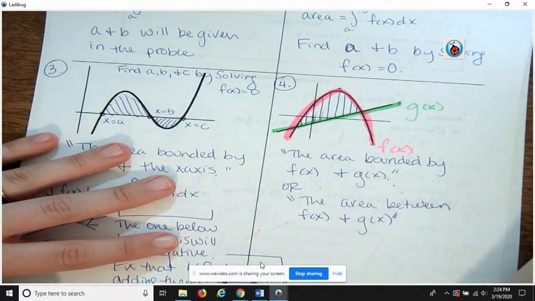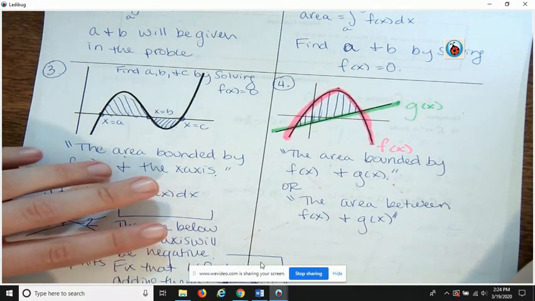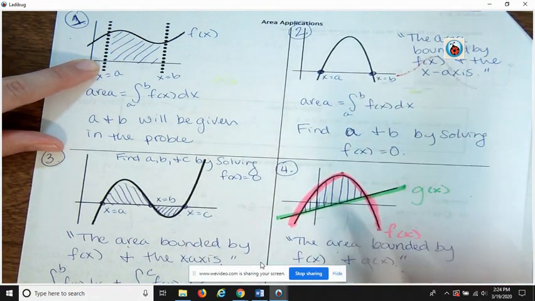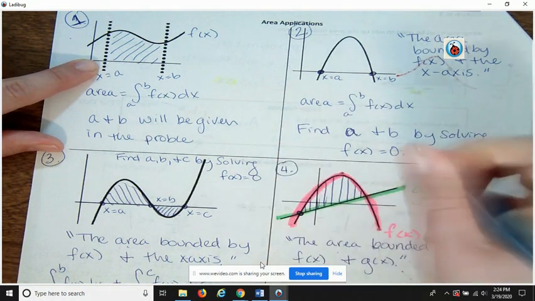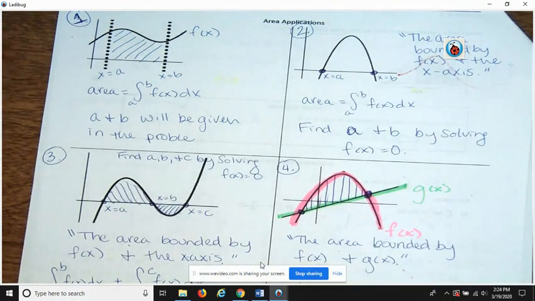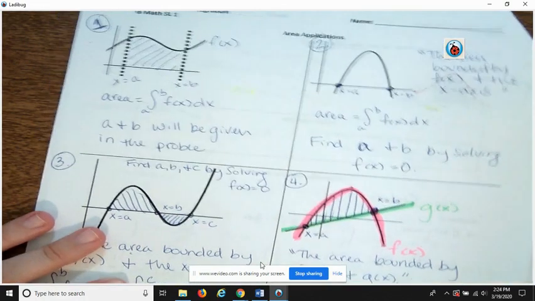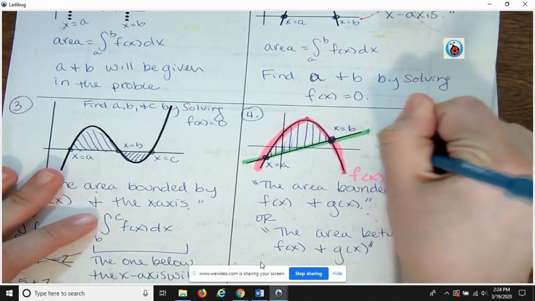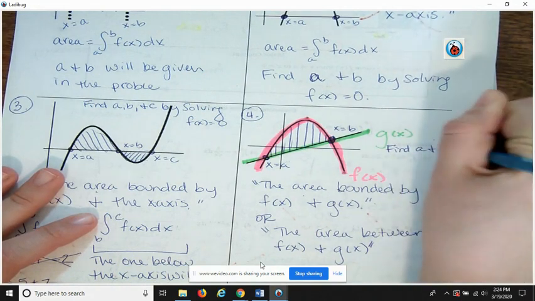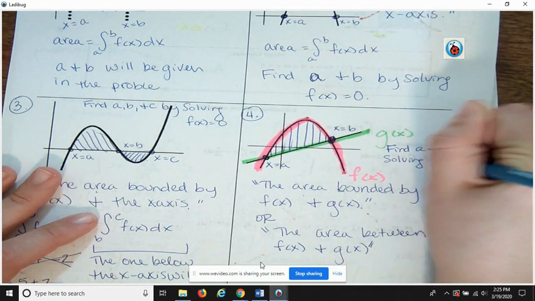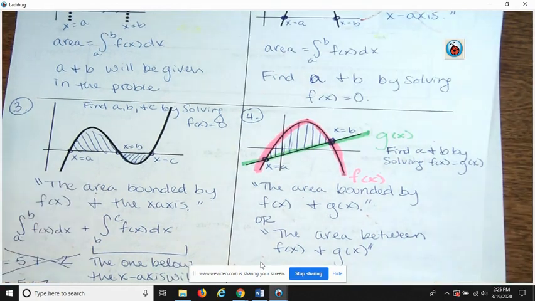Okay. So now, instead of our boundary points either being arbitrarily picked or being specifically a root, our limits of integration are going to be defined by the intersection points of our 2 functions. So in this case, our x equals a is going to be here, our x equals b is going to be here, and we would find a and b by solving f of x equals g of x. We're setting those 2 functions equal to each other to solve for those 2 values.